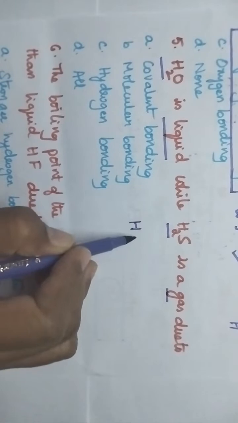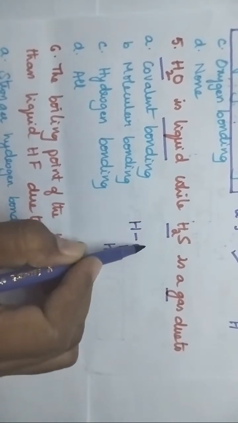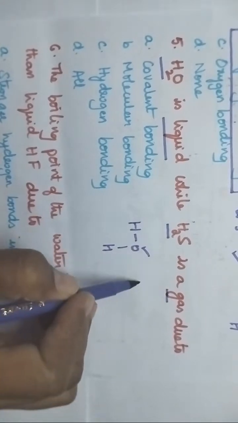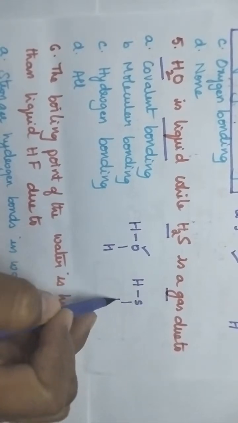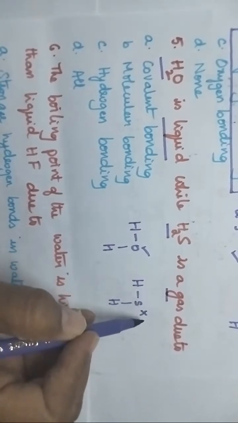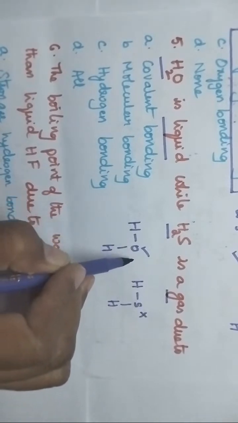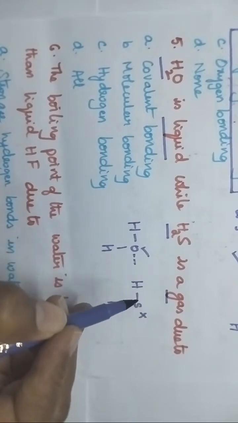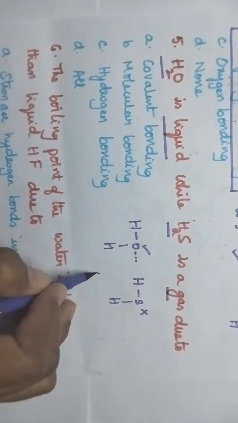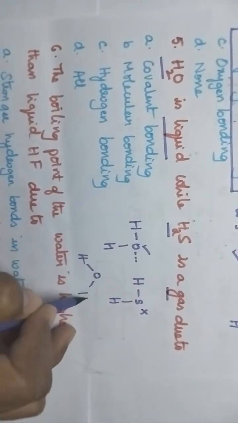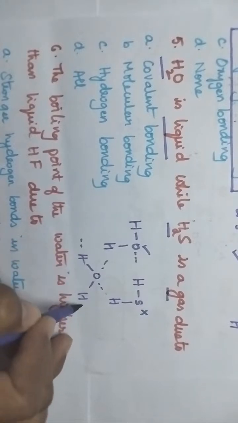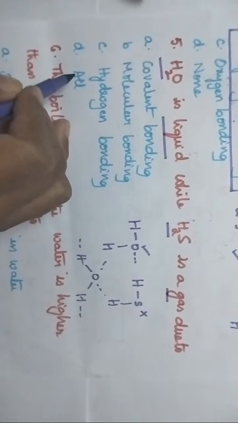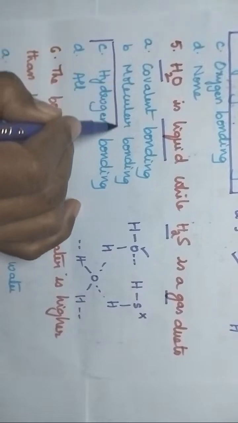So, H2O. Here there is a possibility for the formation of hydrogen bonding. In the case of H2S, sulfur is less electronegative. It will not form any hydrogen bonding. Because of the hydrogen bonding, each water molecule will associate with other water molecules. So remember, at a time, this water molecule is capable of forming 4 hydrogen bondings. That's why H2O is a liquid at room temperature, whereas H2S is a gas.